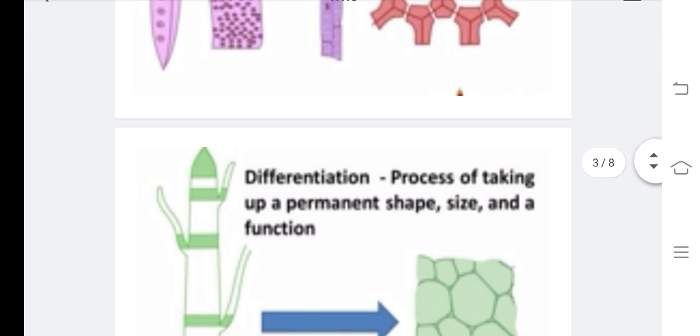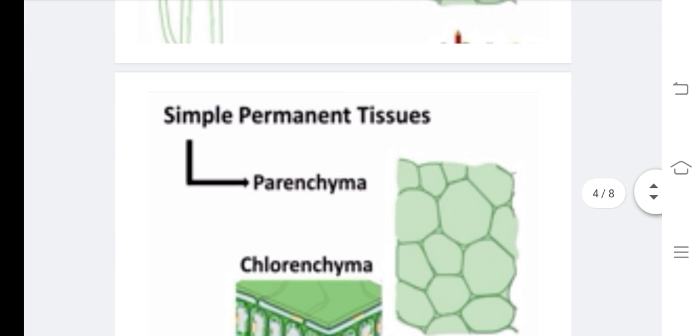I hope you understand, children. So now we can move on to what are simple permanent tissues, and what are the different types of simple permanent tissues. Okay, children. So let us understand what are simple permanent tissues. These are the permanent tissues made up of one kind of cells. They look like each other, right? And they perform the same function. Because of this reason, they are called simple permanent tissues.